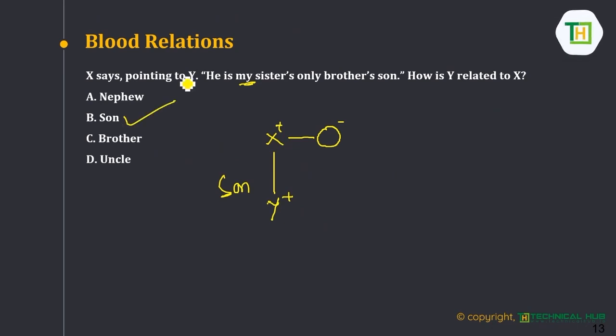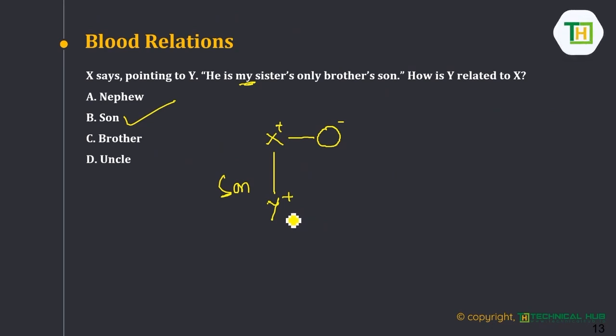So X is pointing to Y. He is my sister's only brother's son. My replaces the speaker, and the speaker in this case is X. So X's sister's only brother is taken as X. That brother's son means X's son is Y. So finally the answer is son.